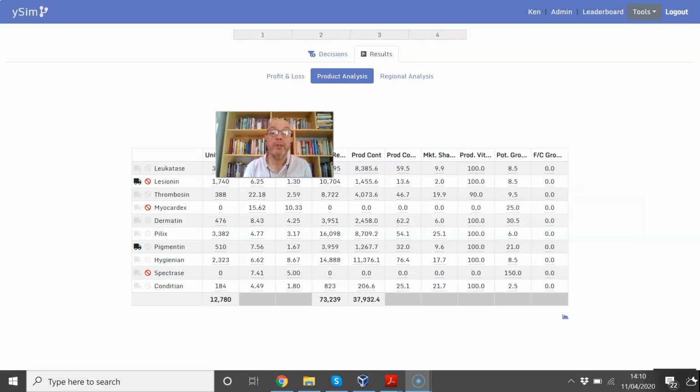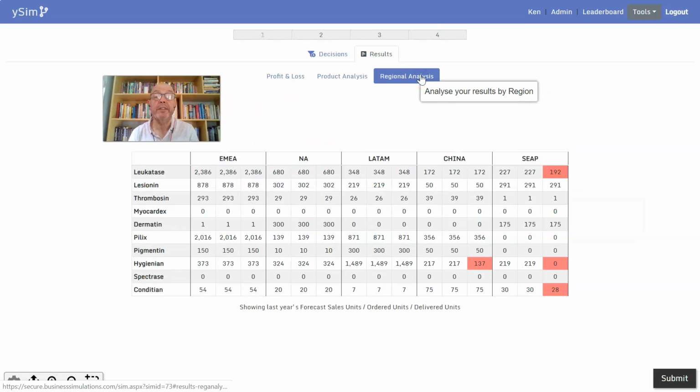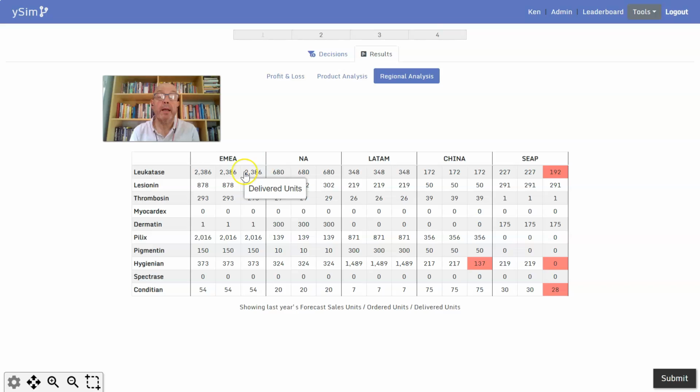The second tool we give you is a regional analysis tool, and this is year 0, so this is what the previous team did. For each of the products, it analyzes 3 things in each region. First of all, the forecast units. That's what you put in your sales forecast. Secondly, it shows the ordered units. That's what you actually manage to sell.